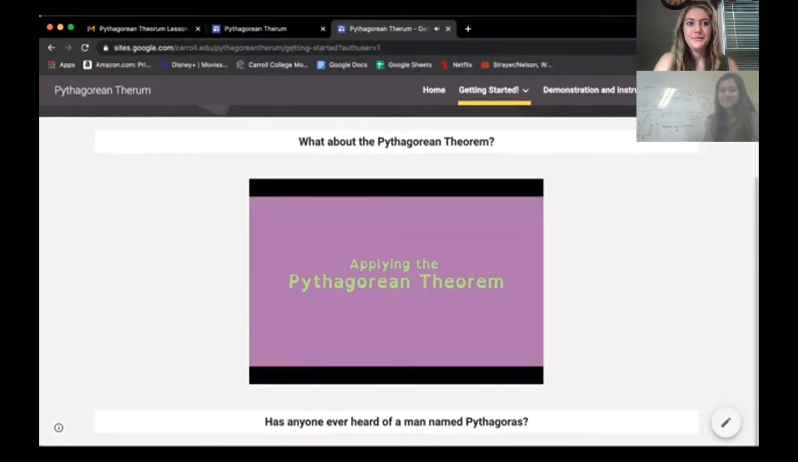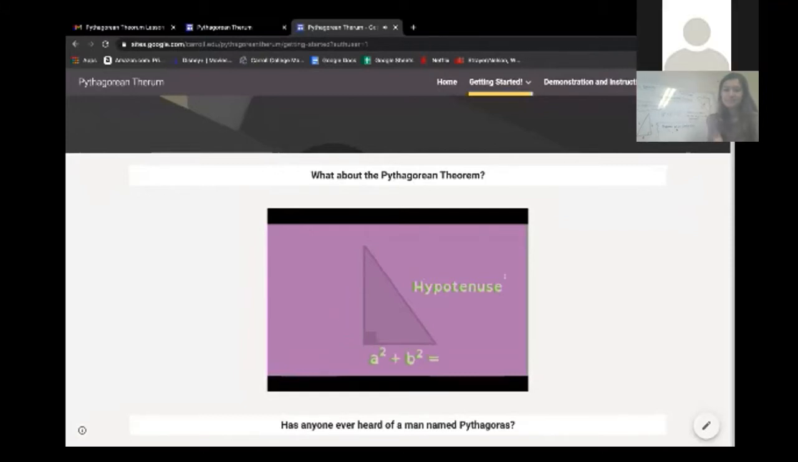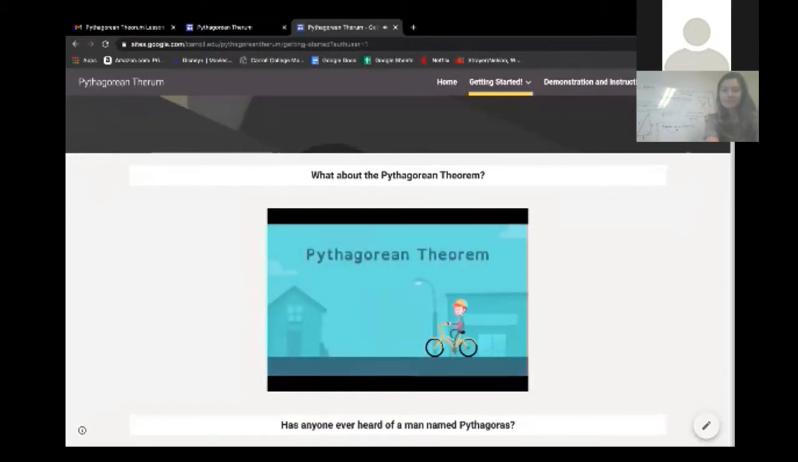Math shorts. Applying the Pythagorean theorem. The Pythagorean theorem states that the measure of two legs of a right triangle squared and added together equals the square of the hypotenuse. The Pythagorean theorem helps people solve real-world problems.